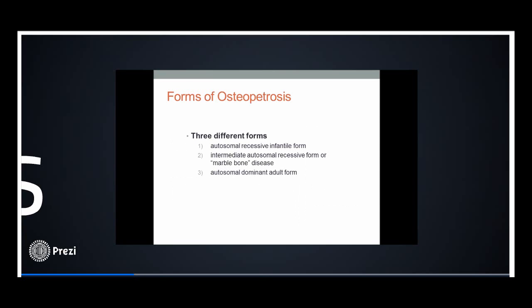This disease has 3 different forms which affect its severity. These forms are an autosomal recessive infantile form, an intermediate autosomal recessive form or marble bone disease, and an autosomal dominant adult form.